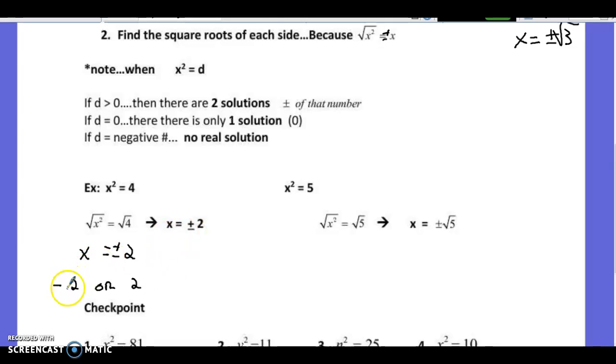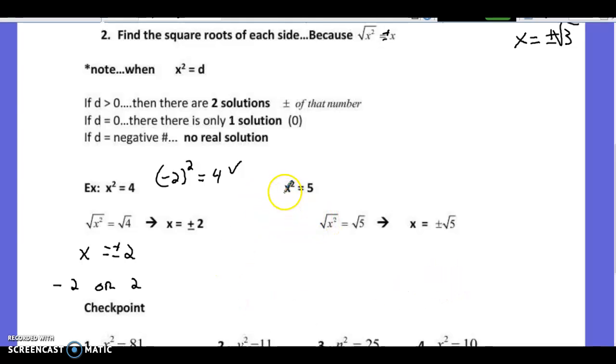All right? Because if I put negative 2 back in for x, negative 2 squared, negative 2 times negative 2, does equal 4. So that checks out. That works. And 2 times 2, 2 squared, also equals 4. So for most of these, there's going to be two answers, the positive and the negative answer for these cases.